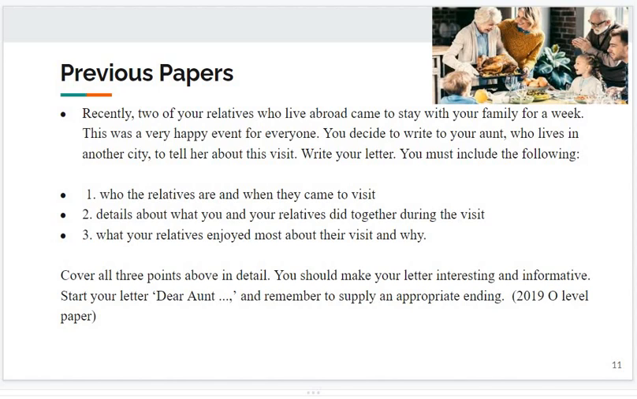Details about what you and your relatives did together during the visit. What your relatives enjoyed most about their visit and why. Cover all 3 points above in detail. You should make your letter interesting and informative. Start your letter Dear Aunt and remember to supply an appropriate ending. In 2019, this question was set.